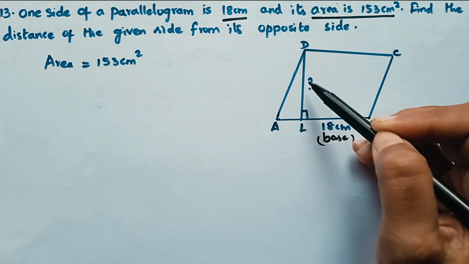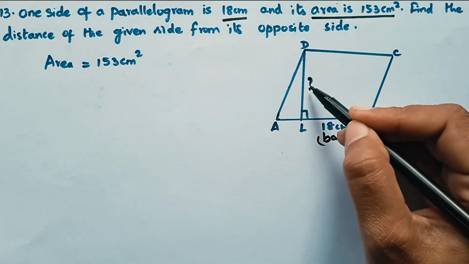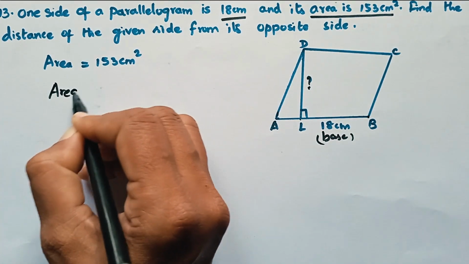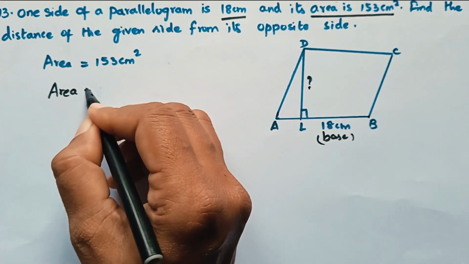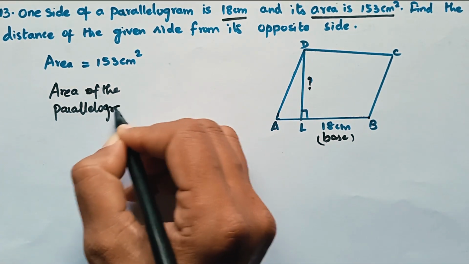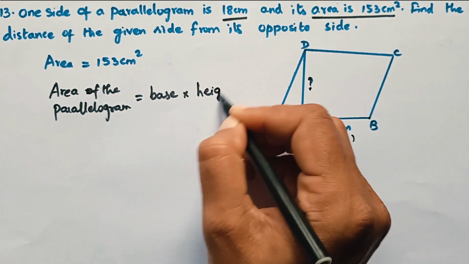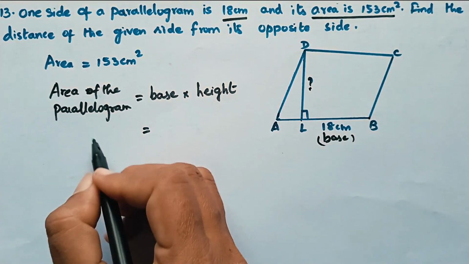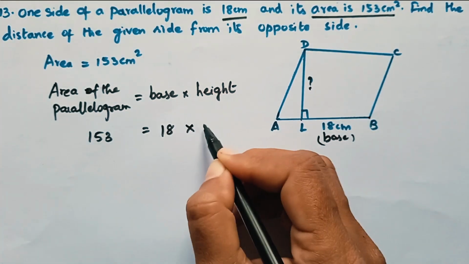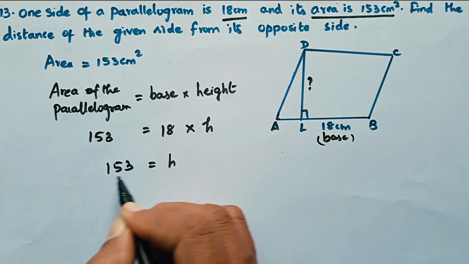And the question is, find the distance of the given side from its opposite side. This is the opposite side. Okay, this side we need to find the value of this side. Okay. So there is another formula. Area of the parallelogram is equal to base into height. Okay. So from this we know the area of the parallelogram as 153 and base we know as 18 and height we don't know. So write it as h. So from this we can find out height, right?